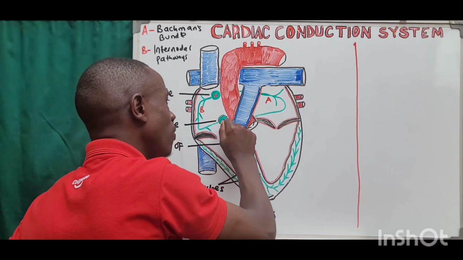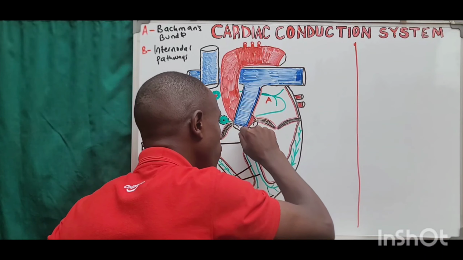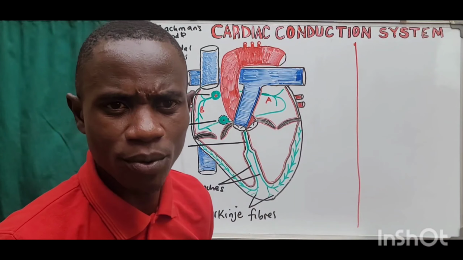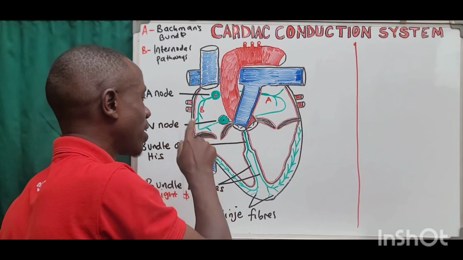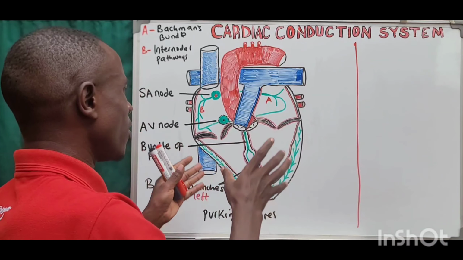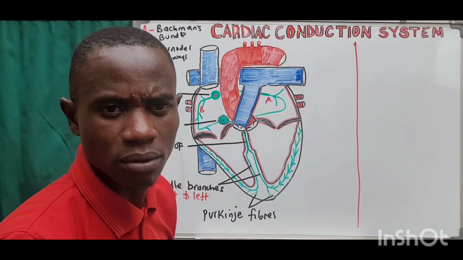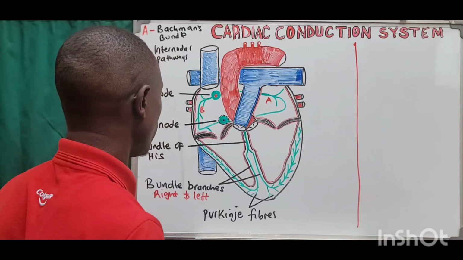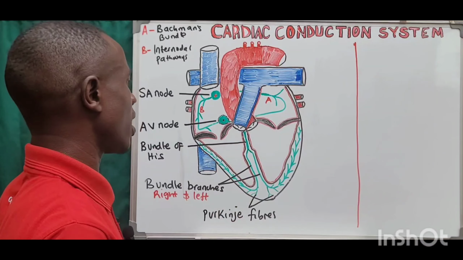It is the role of this structure to allow the conduction of the action potentials to move down to the ventricles, and that is why it is called the atrioventricular node. It takes these action potentials from the atrial side down to the ventricles. It is such another beautiful thing. This one is the atrioventricular node.